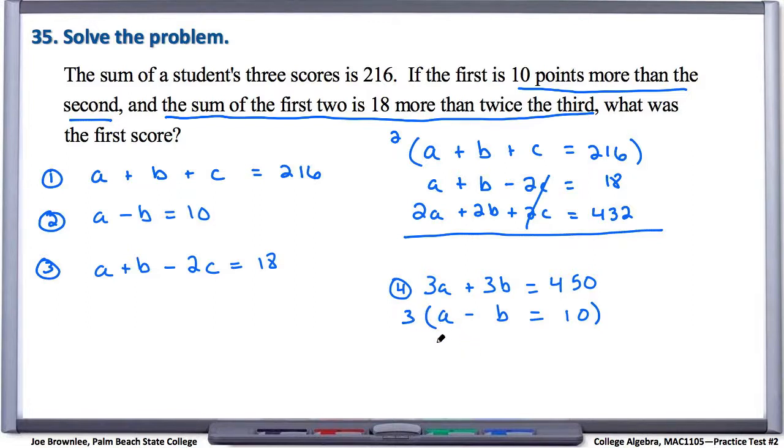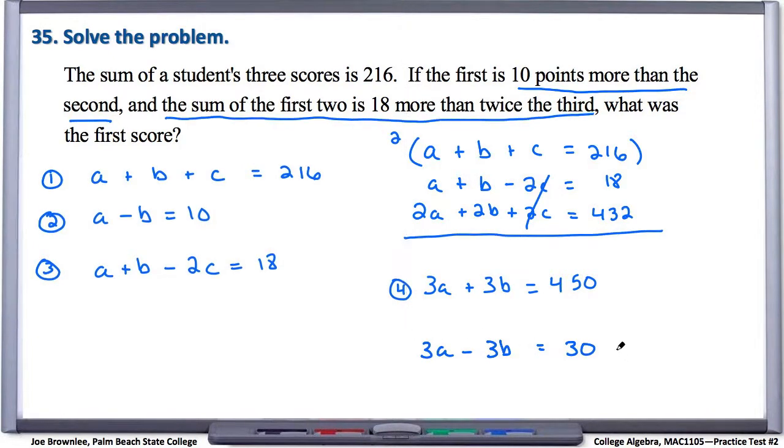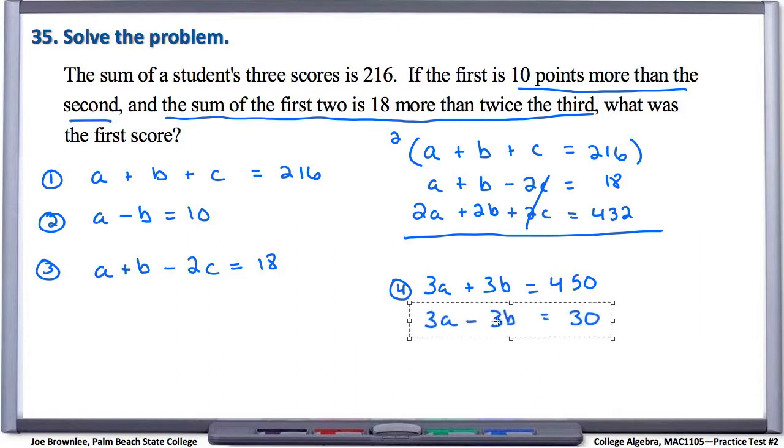So 3 times A gives us 3A. 3 times negative B gives us negative 3B. 3 times 10 gives us 30. And now that we've multiplied by 3, I'm going to go ahead and get rid of that whole equation. And then I will move this up so they're stacked. And now we can go ahead and add.